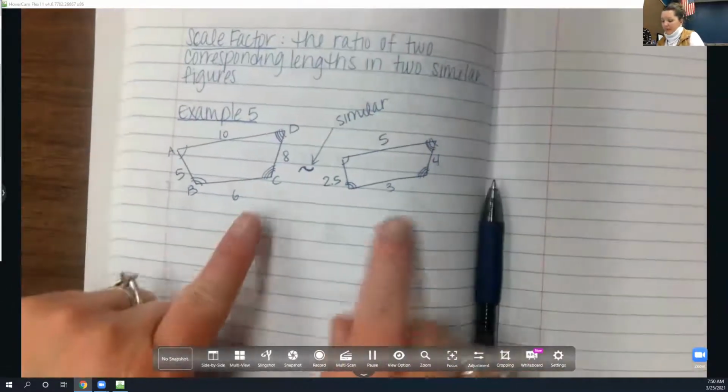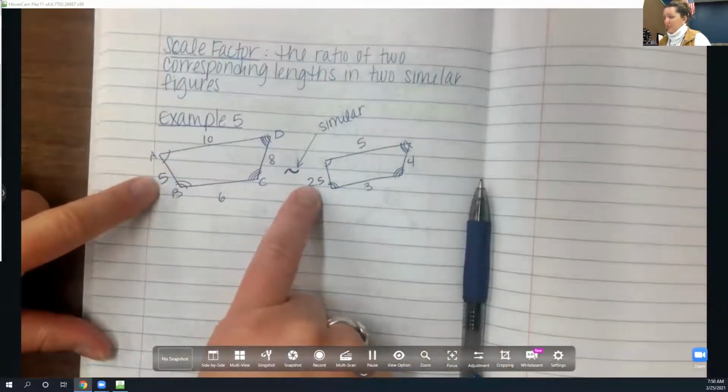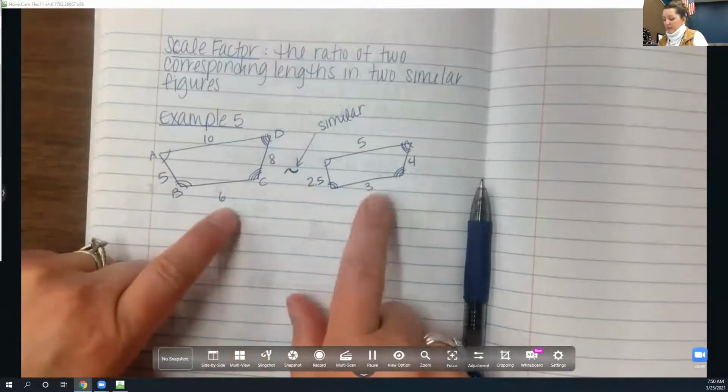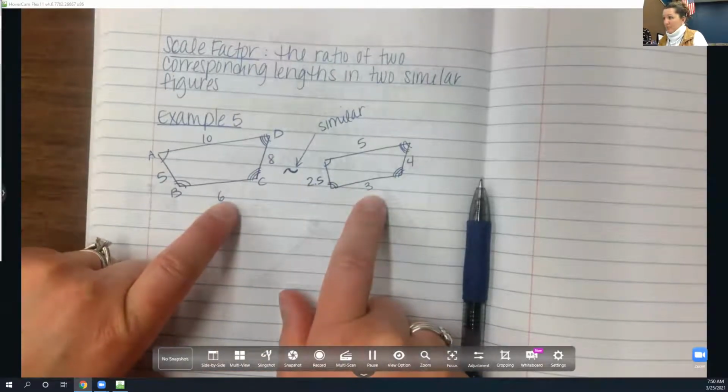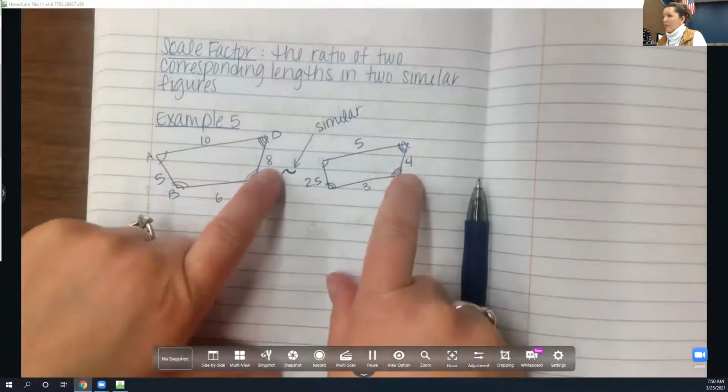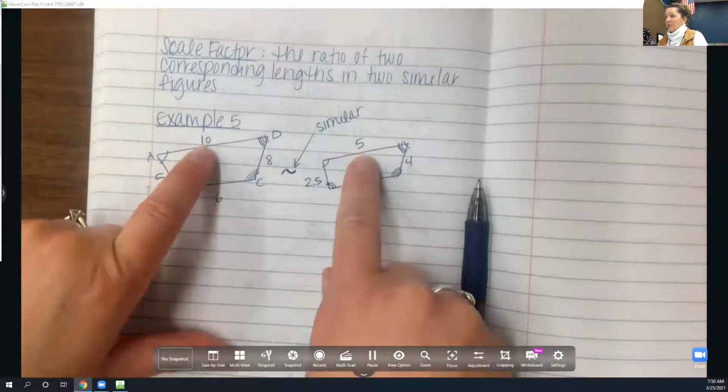So we can tell what our corresponding sides are based on our congruent angles. I can think about the one between 1 and 2. Those are going to be my corresponding sides. The one between here is going to be my corresponding sides. See these tick marks here, that's 3 and 4. Those are going to be corresponding sides, and those are going to be corresponding sides.